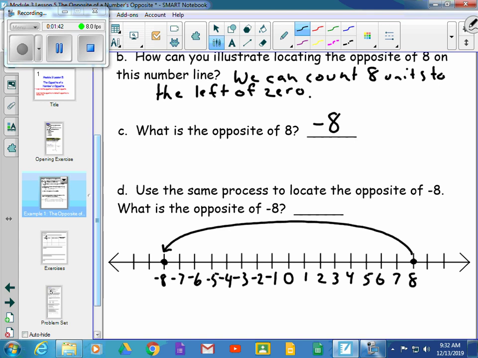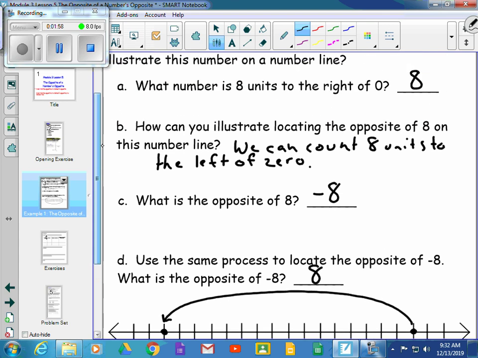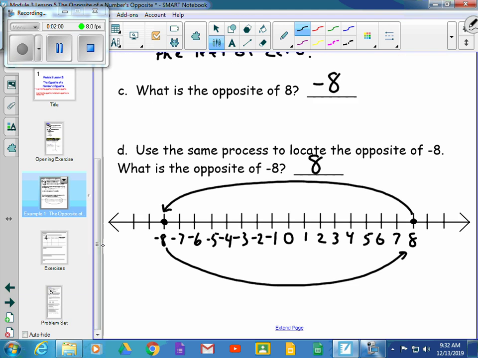Now it says use the same process to locate the opposite of negative 8. What is the opposite of negative 8? Well, we're going to go back to where we first started. 8. The opposite of a number is the original number. Okay? The opposite of a number is the original number that we start out with.